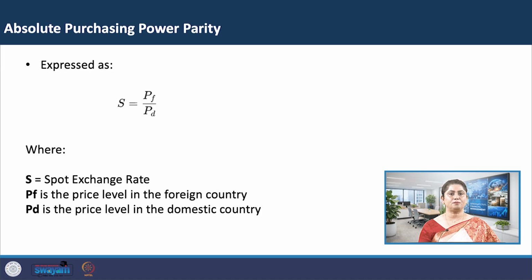Now, absolute PPP is not just an idea, it is expressed as a formal relationship, and the formula is quite intuitive. The spot exchange rate S is represented by S equal to PF divided by PD, where S is the spot exchange rate between the two currencies, PF is the price level in the foreign country and PD is the price level in the domestic country.